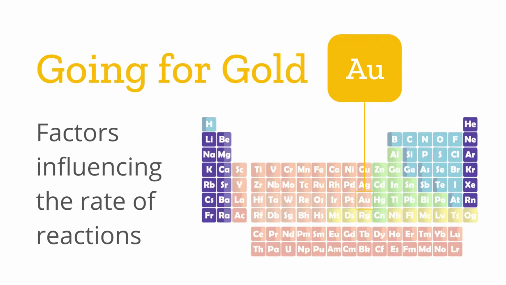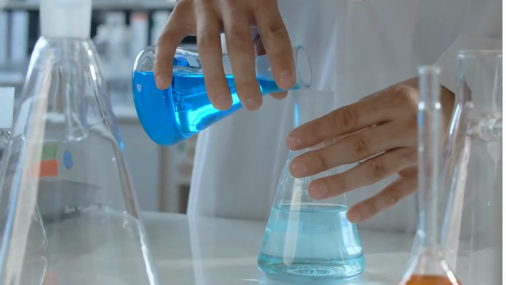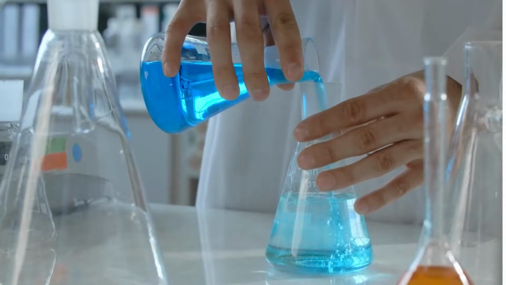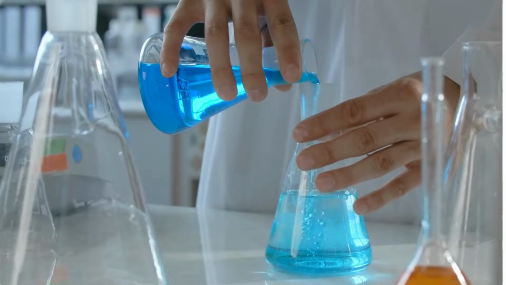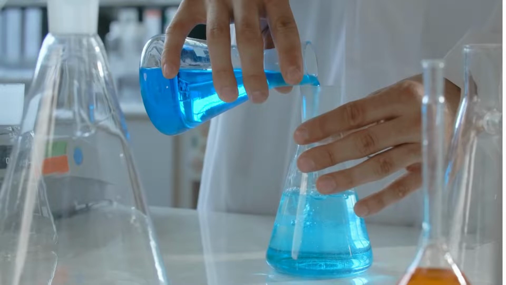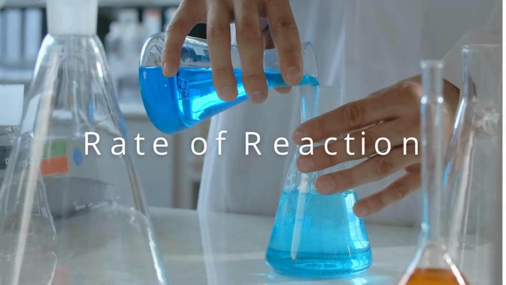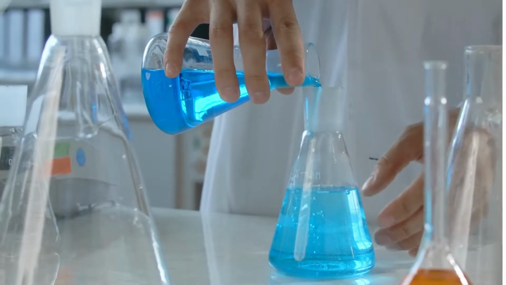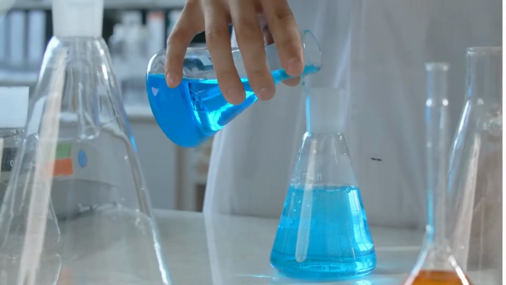Chemical reactions are never instantaneous. There is always a certain amount of time needed for the reaction to occur. Sometimes this can be relatively short, and other times it can take much longer. How quickly reactions occur is known as the rate of reaction. Reactions that happen quickly are said to have a fast or high rate of reaction, meaning that the time needed to complete the reaction is short.